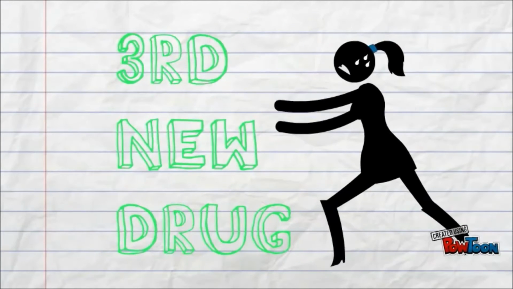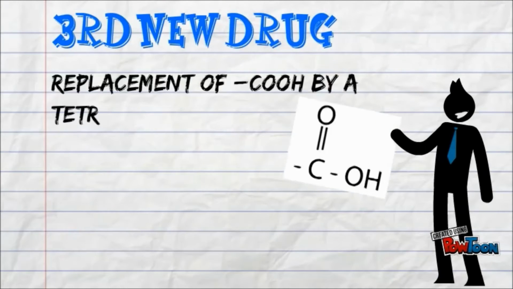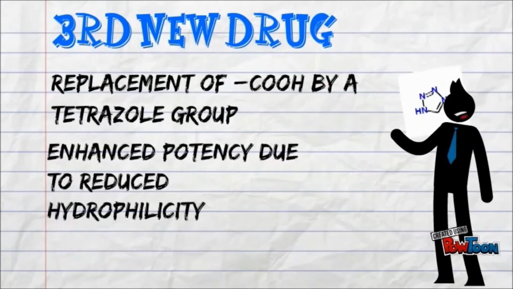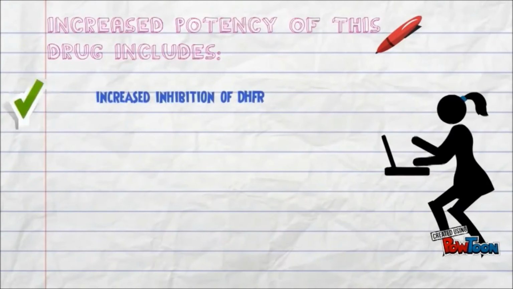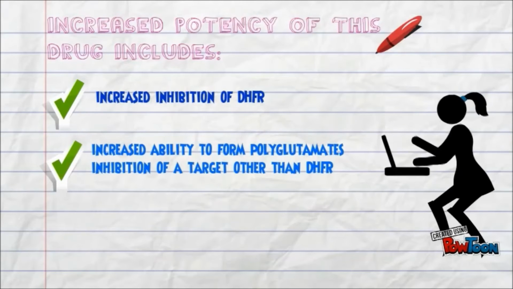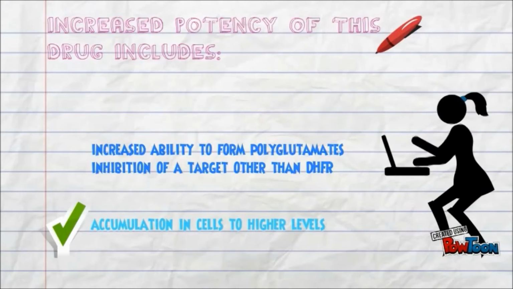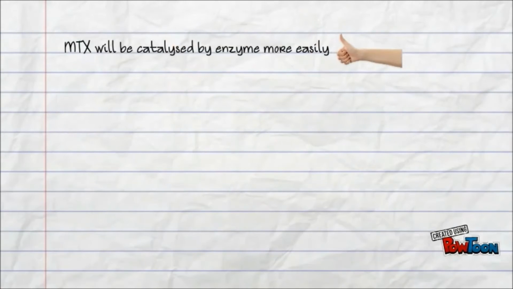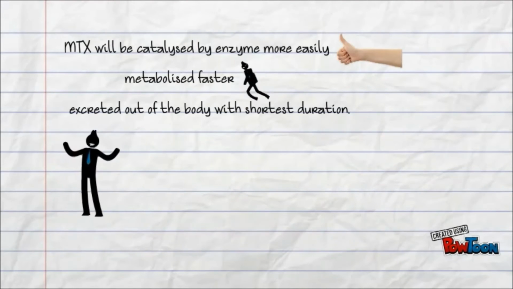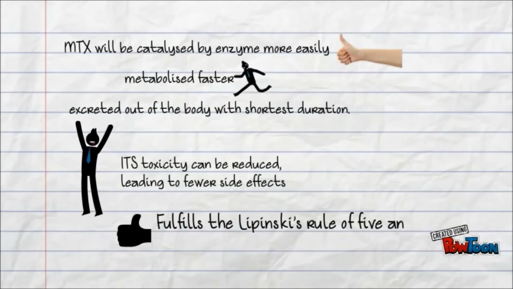Third, new drugs. Bioisosteric replacement of the carboxyl group by a tetrazole group results in enhanced potency due to reduced hydrophilicity. Increased potency of this drug includes higher inhibition of DHFR, higher ability to form polyglutamate, inhibition of targets other than DHFR, and accumulation in the cell to a higher level. Methotrexate is catalyzed by enzymes more easily, metabolized faster, and excreted out with a shorter duration. The toxicity is reduced, leading to fewer side effects, so Lipinski's rule of 5 is fulfilled.